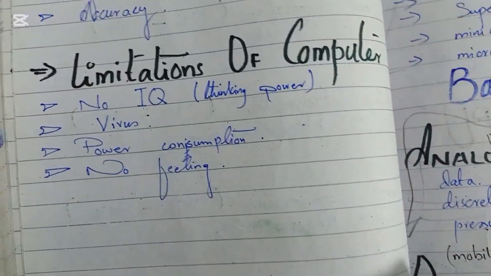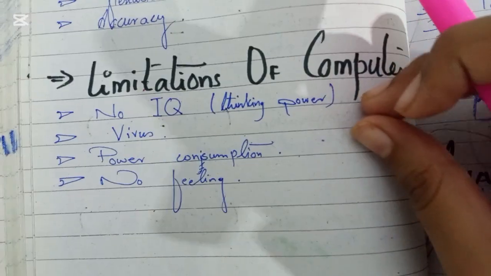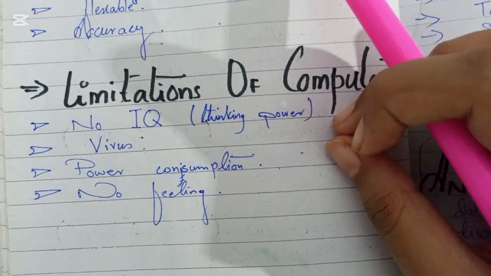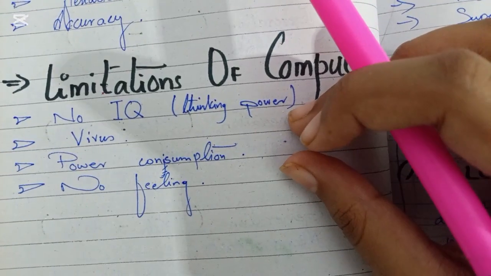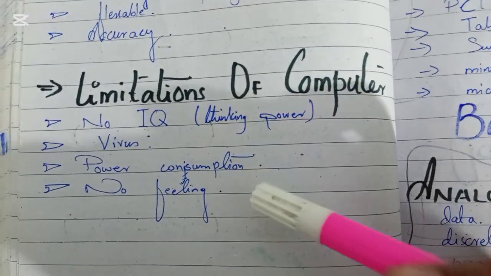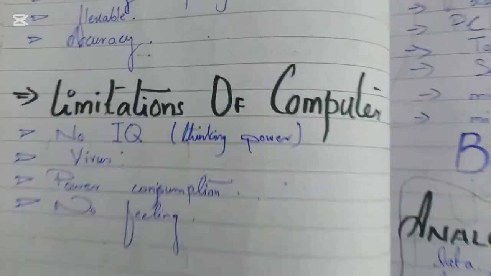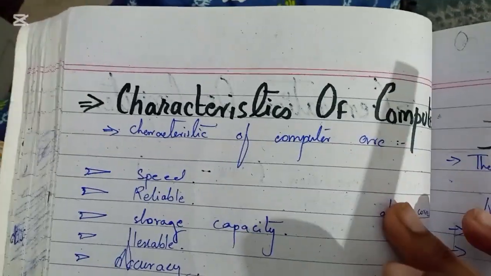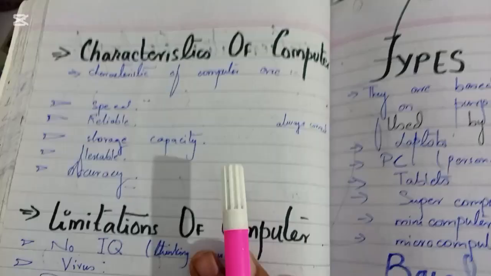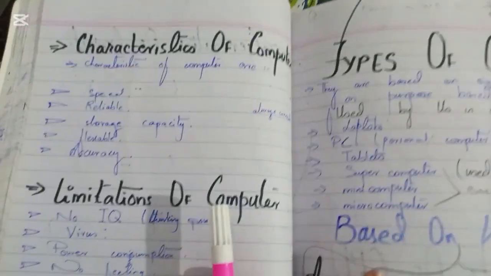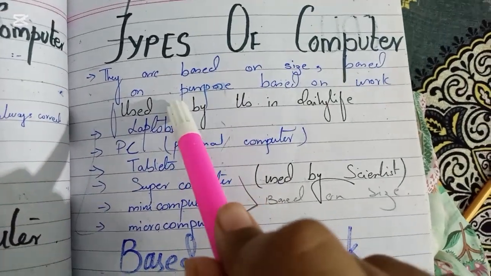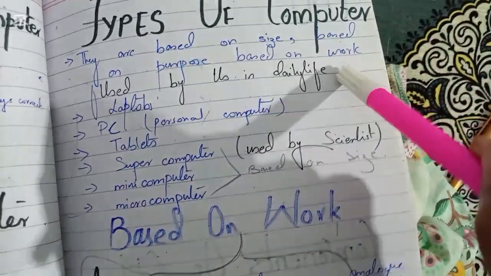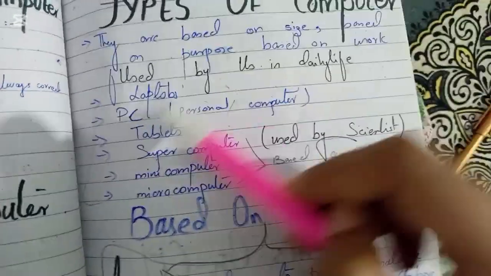Now let's talk about limitations of computers. No IQ. Computer does not have IQ, thinking power. Remember, no IQ. Virus: if a virus goes through your computer, all your data may be lost. Power consumption: computer needs electricity, so it's power consuming. And no feeling. Computer does not have any kind of feelings. These are various important characteristics and limitations.